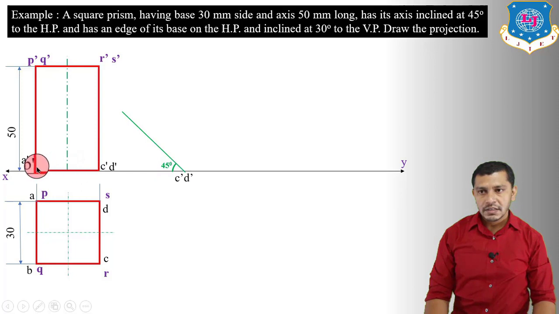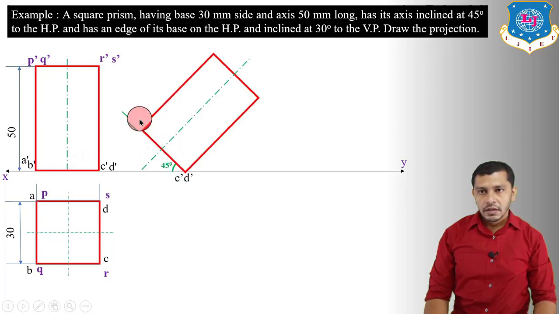Now measure C dash D dash to A dash B dash, and redraw this figure over here. So here we will get A dash B dash. This will be the base. We have to copy this figure over here, and the angle of the axis will be 45 degree. So this will be P dash Q dash and R dash S dash.